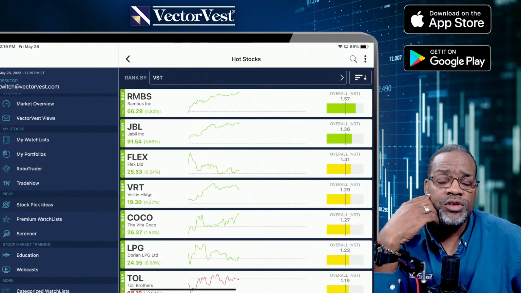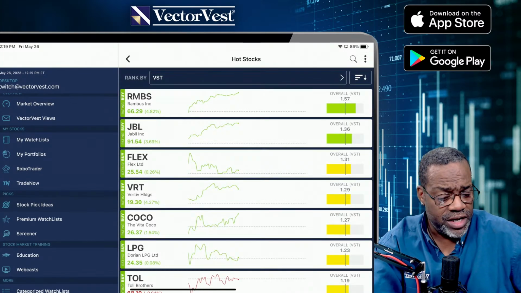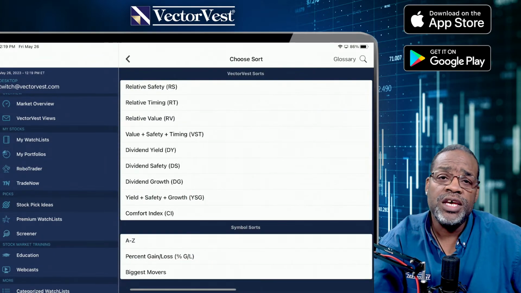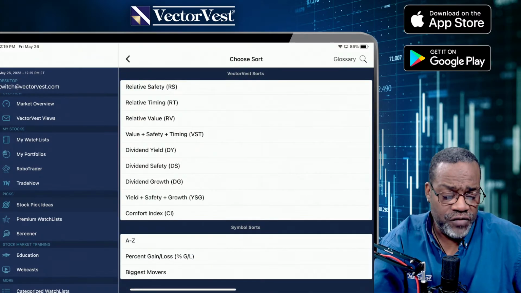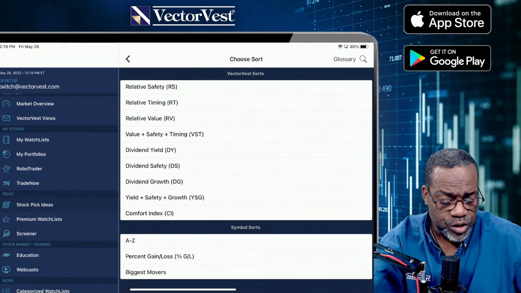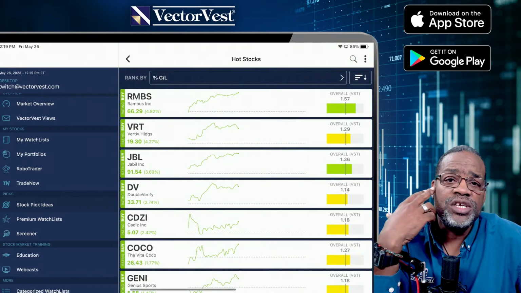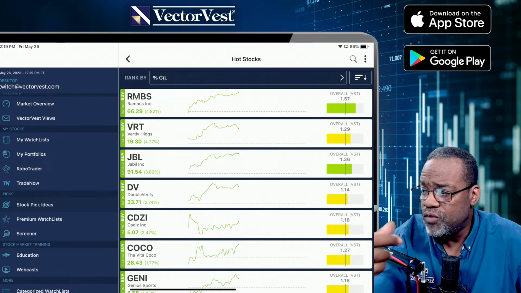The first thing I'll do, because I'm looking for something to trade now, I'll change the default sort from VST to percentage price gain. I want to see which ones that are in this list are moving up right now.